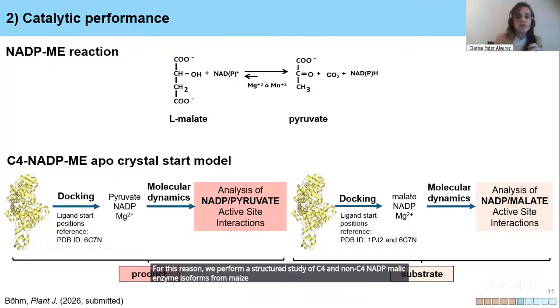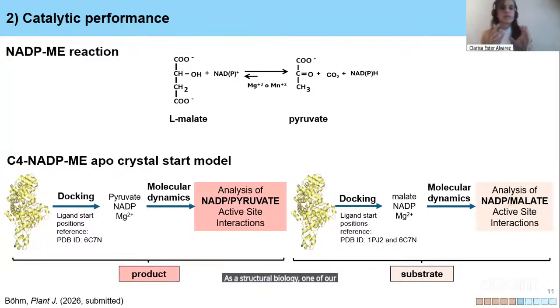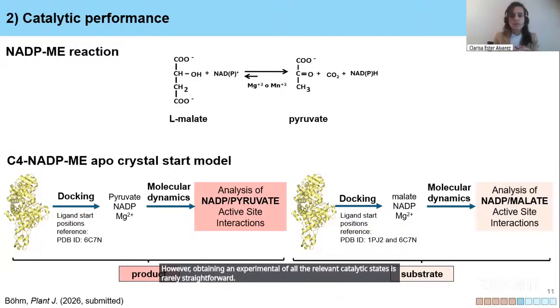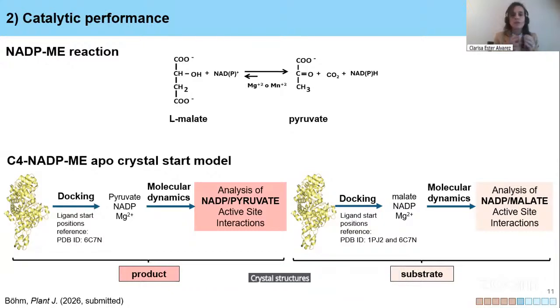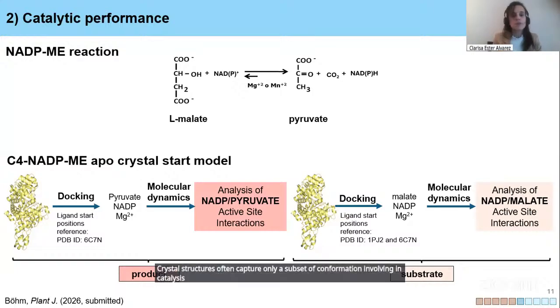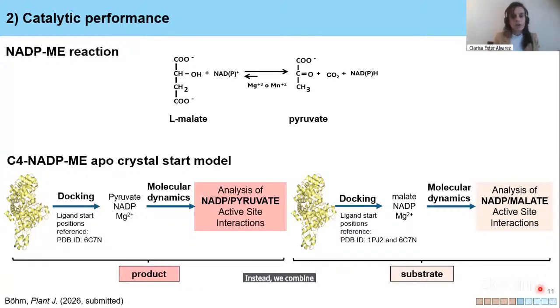As structural biologists, one of our goals is to visualize enzymes through their catalytic cycle. However, obtaining experimental structures of all the relevant catalytic states is rarely straightforward. Crystal structures often capture only a subset of conformations involved in catalysis. No single technique could provide all the answers. Instead, we combine complementary structural approaches to reconstruct snapshots along the catalytic cycle.